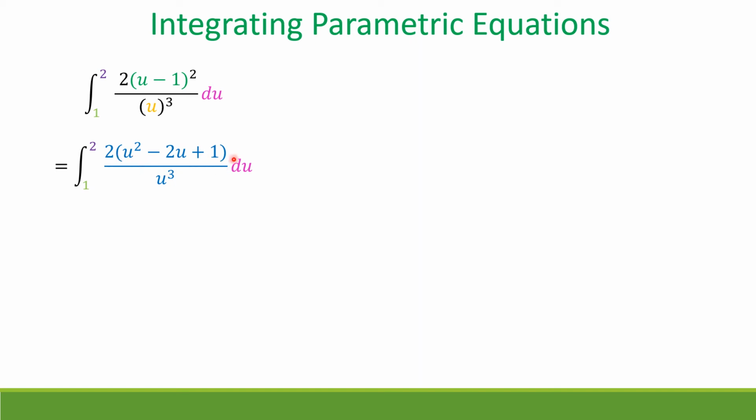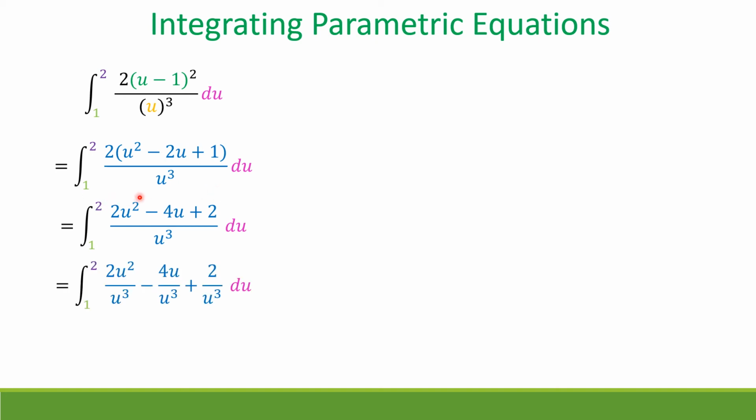From here, I'm now going to multiply everything in the numerator by 2. So 2 times u squared is 2u squared. 2 times minus 2u is minus 4u. And 2 times plus 1 is 2. From here, I'm going to separate these out into three separate fractions. So I'm going to take the 2u squared divided by u cubed as one term. Then I've got minus 4u over u cubed as my second term. And I've got 2 over u cubed, which is my third term.